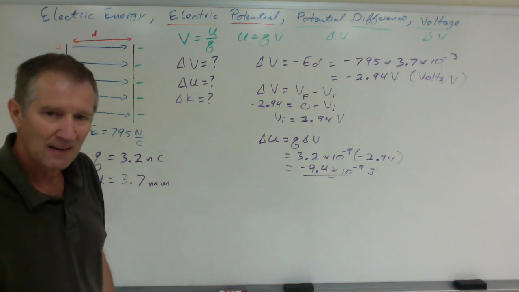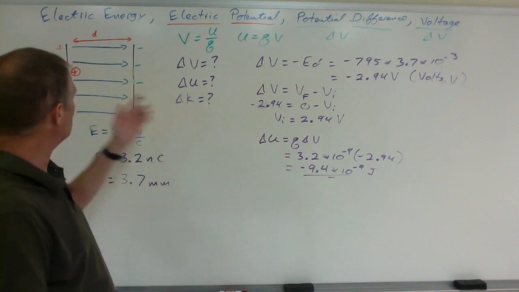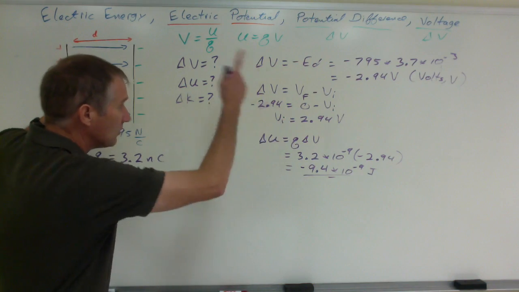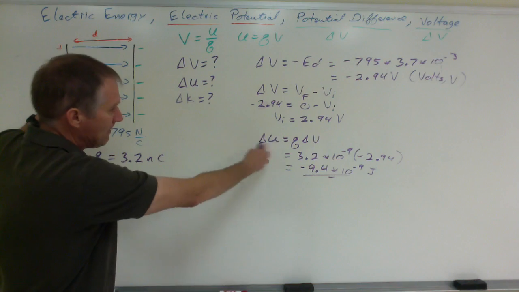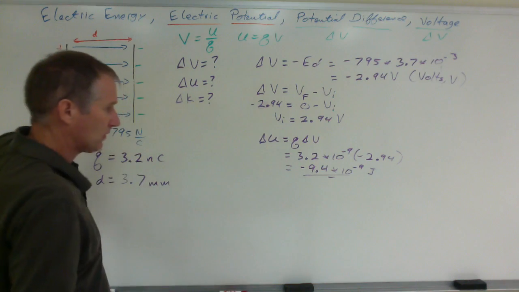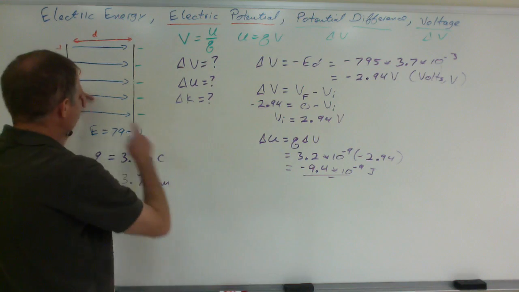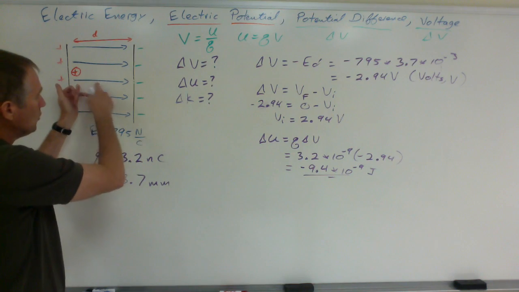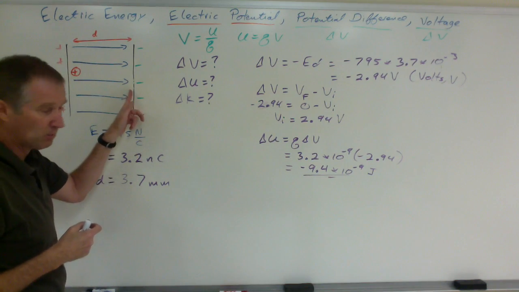What's its gain in kinetic energy? By the way, when it gets to the negative plate, it has 0 potential energy. So what's its initial potential energy? Just U I, not delta U, but U I. It must be positive 9.4 times 10 to the negative 9 joules. It's got positive 9.4 times 10 to the negative 9 joules here. It loses it all on its way to this negative plate.